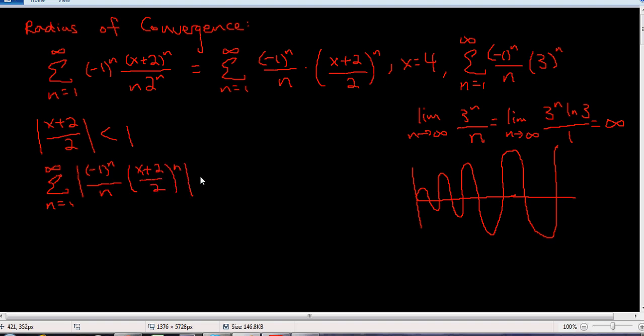To the n, and of course, this just leaves me with the sum from n equals 1 to infinity of, I'm keeping the absolute value sign, and I guess if we were in class I would ask you why we keep the absolute value sign, but I can't hear you and you can only hear me, so I guess I just have to tell you.